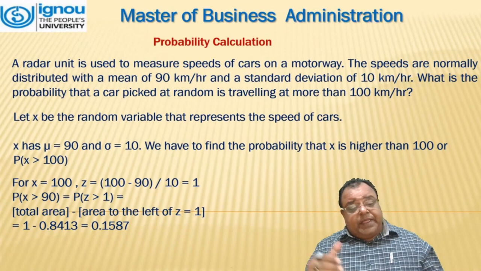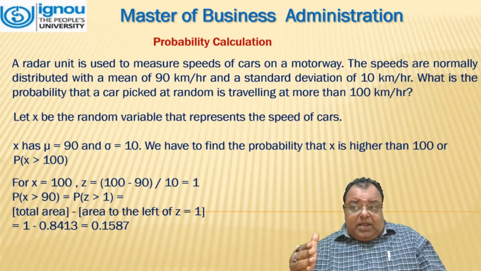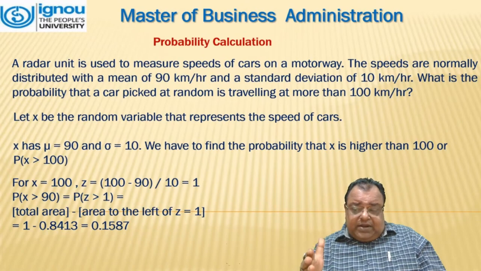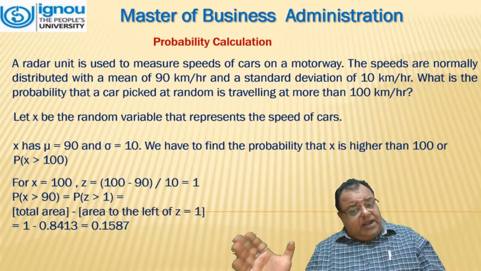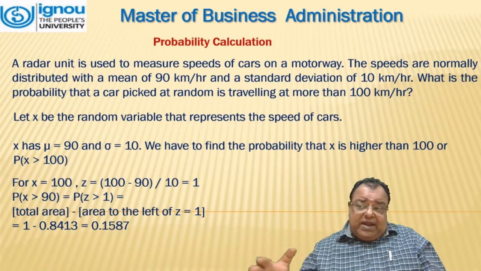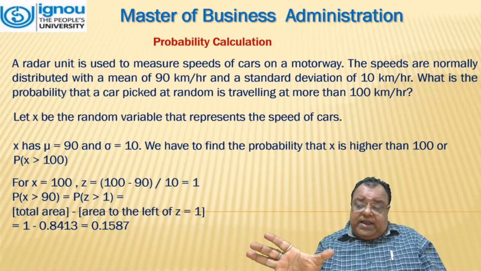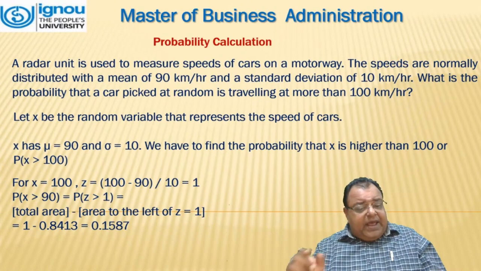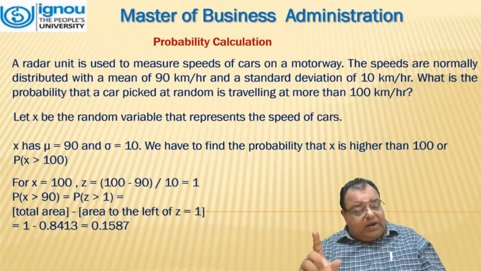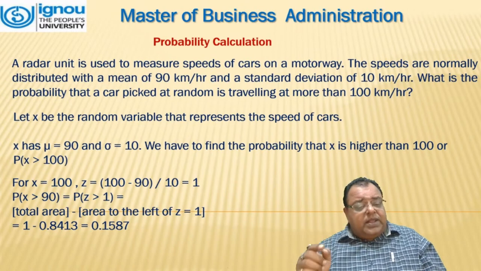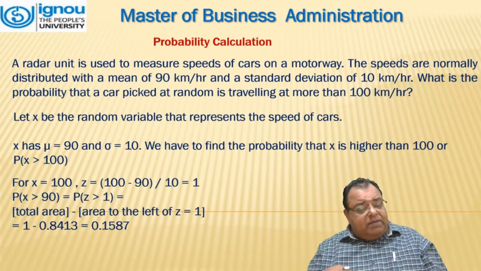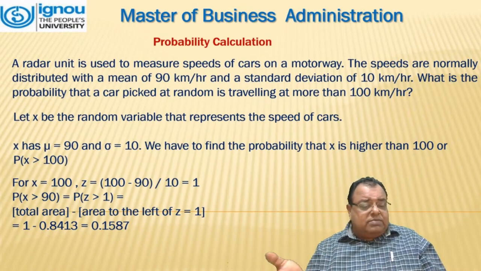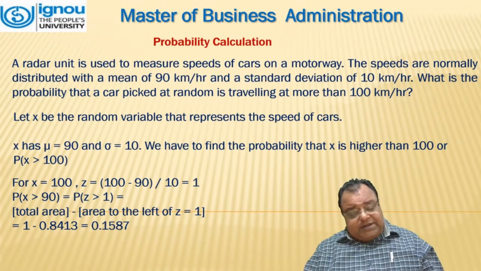As we are aware, the value of z equal to 1 is a positive number, therefore it will be on the right side, more than 1. The total area of the right side is 0.5. The table gives us the value for z equal to 1, which is 0.8413. When we subtract it from 1, that is 1 minus 0.8413, this comes out to be 0.1587.